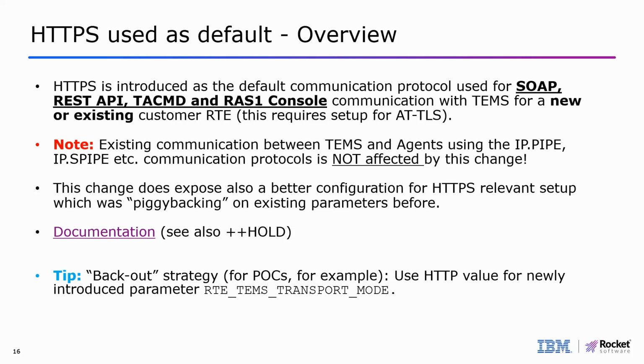Okay. Before we go into the couple of new parameters, just a quick tip. For those of you that have no interest in moving to HTTPS, there is a very simple backout trick or strategy for this. You effectively set the RTE transport mode parameter, which is one of the new ones we introduced, to HTTP, and everything will work as before for you.